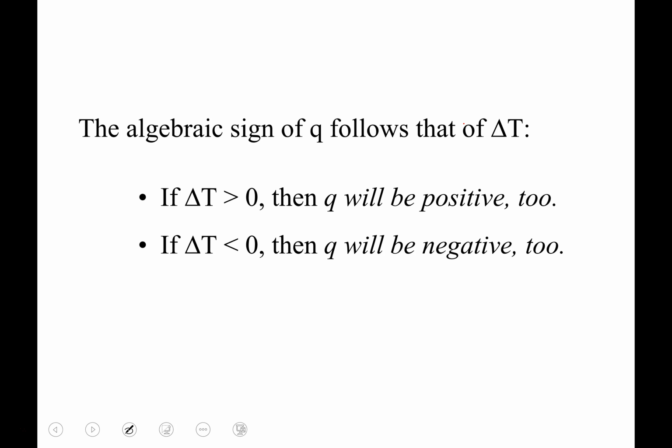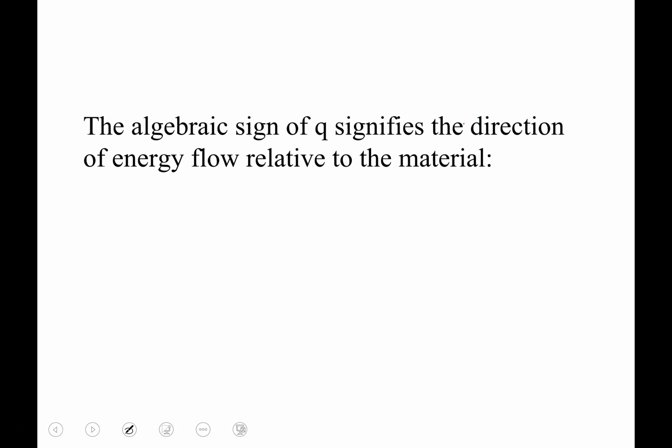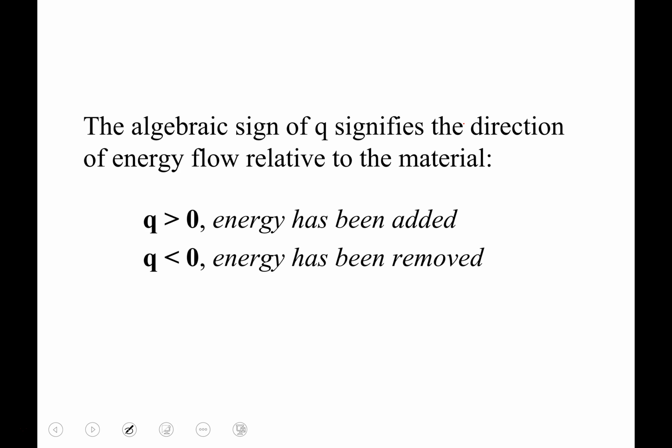So masses, what do you think? They're always positive, right? Specific heats, always positive. This can be positive or negative. And that actually then drives the sign of our Q. So this is to say then, if Q is positive, that means our delta T was positive.